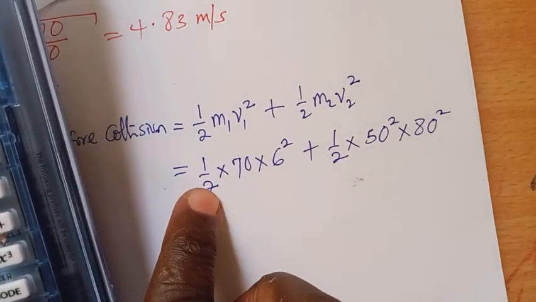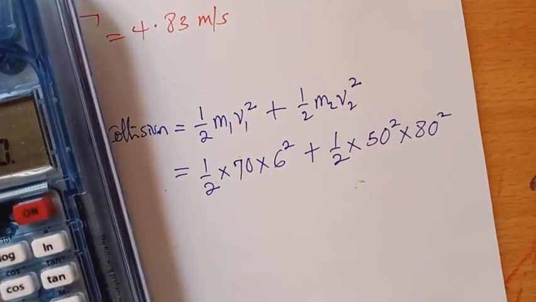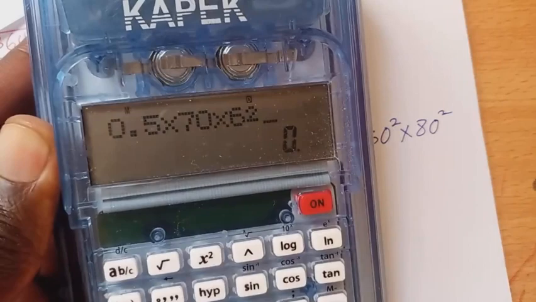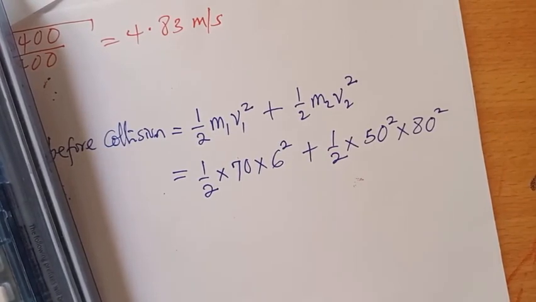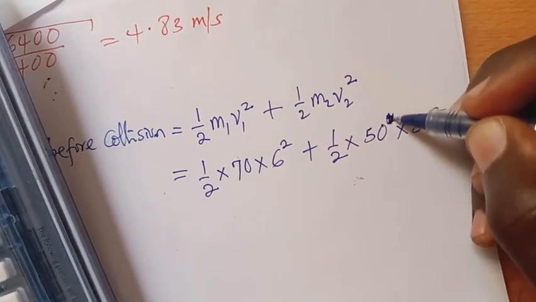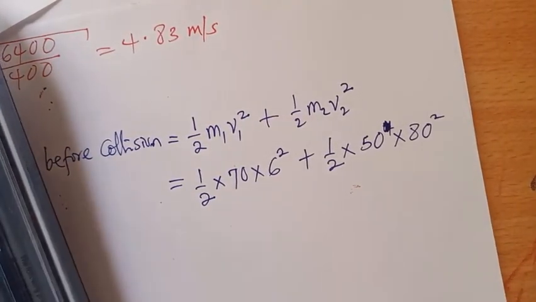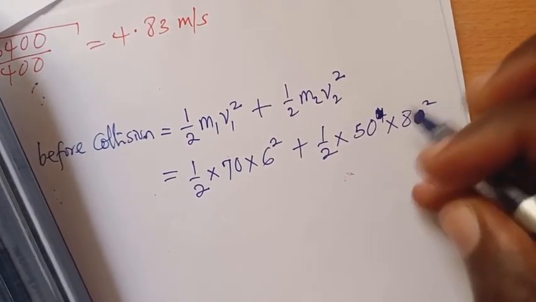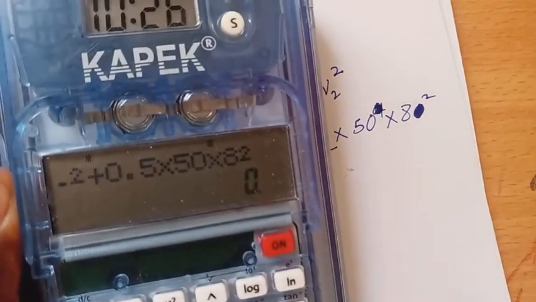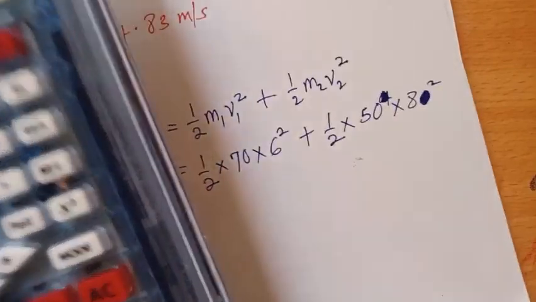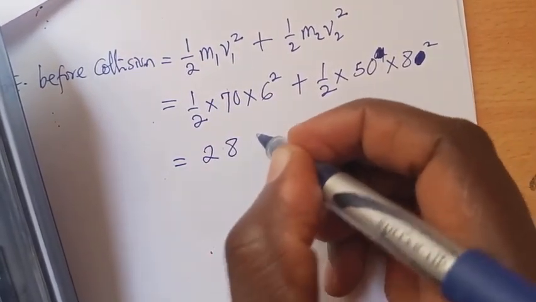I know that 1 upon 2 is just 0.5, so I will say 0.5 multiplied by 70 multiplied by 6 squared. Then after that plus 0.5 multiplied by 50, oh my god, we put a square here, this is wrong. There is no square on the 50, and it is 8 and not 80, so 8 squared. Now you can press the equality sign, and this is your result, 2860 joules.